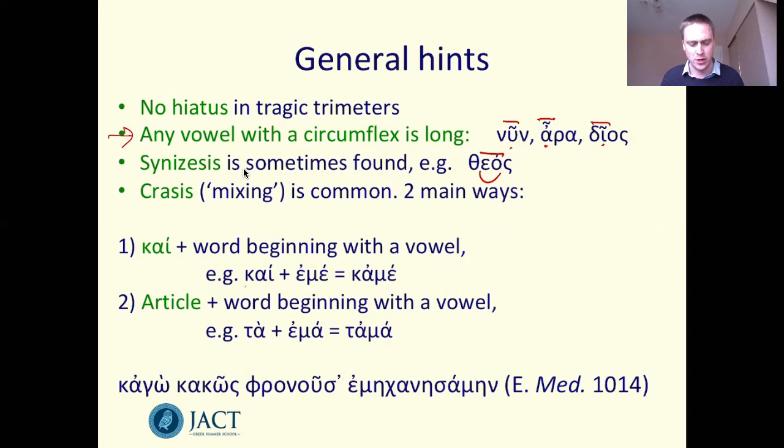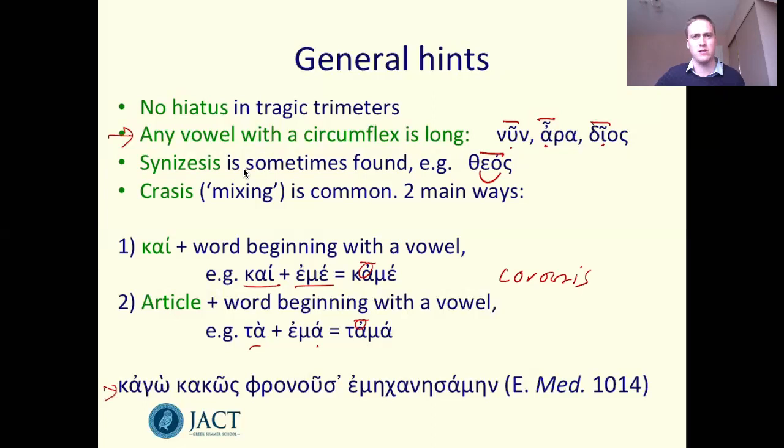Here are some examples. You've got kai and eme. That contracts together, mixes together to form kame. And the vowel which has been mixed is always long. And you can see it visually because Greek gives you a little punctuation mark to signal where it's happened. And this is called a coronis. So look out for the coronis. Here again, ta and emma. Crasis forms tamma with a long first alpha here, as shown by the coronis.